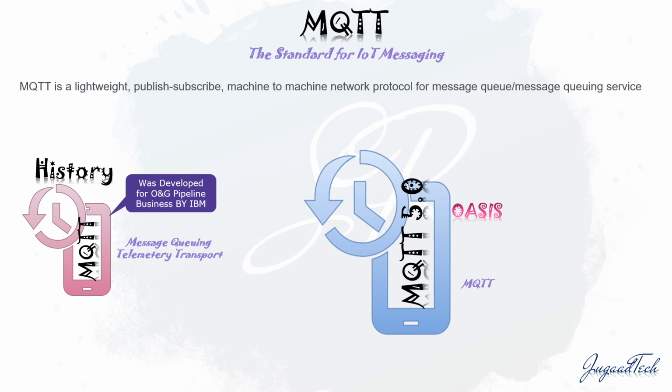But in the current situation, we are using MQTT 5.0. IBM has made it open source, so now it comes under the OASIS organization. Message queuing telemetry transport is no longer the acronym for MQTT. MQTT is used as MQTT only, not as message queuing telemetry transport. In today's world, we are using it mostly for connecting with the IoT and IIoT world.